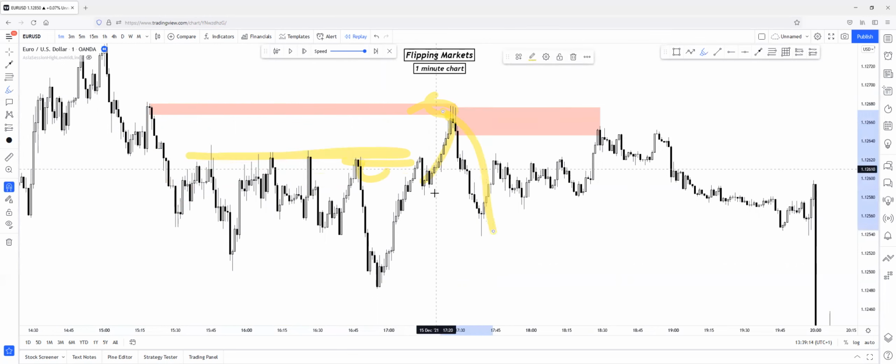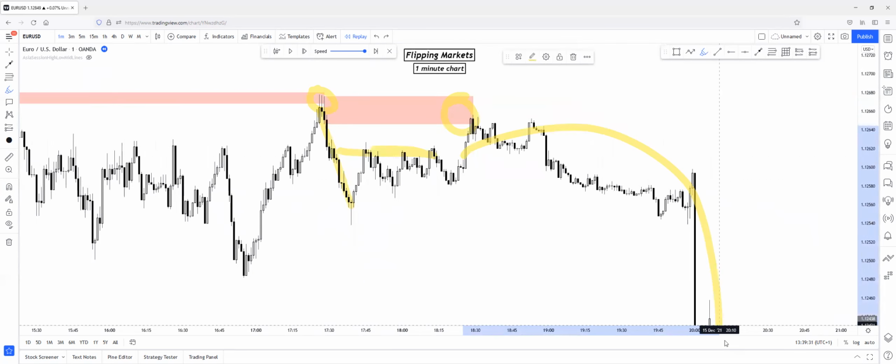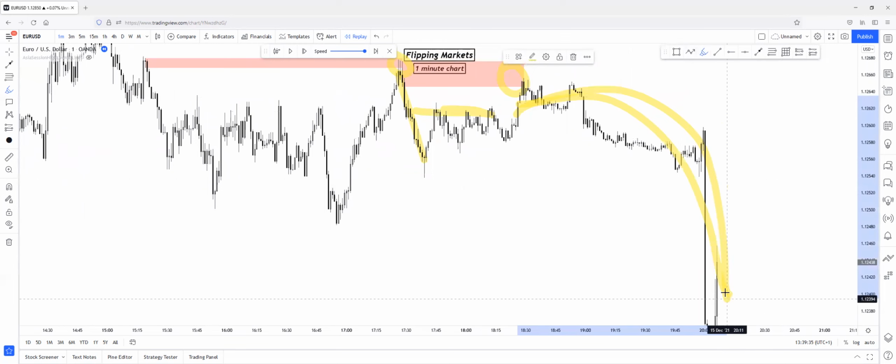After this reversed, it created the change of character to the downside here. After the change of character and the zone tap, it built up more liquidity in this region. After price swept the liquidity from this region again, it tapped into the zone that caused the change of character and built up the liquidity. After a zone tap, as you can see, the order flow continued and a huge movement to the downside came into the market.